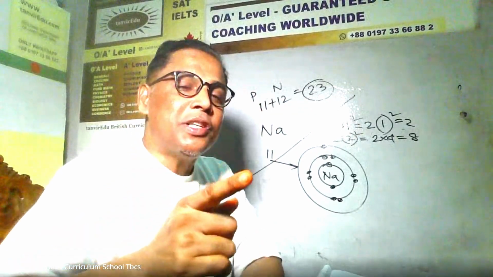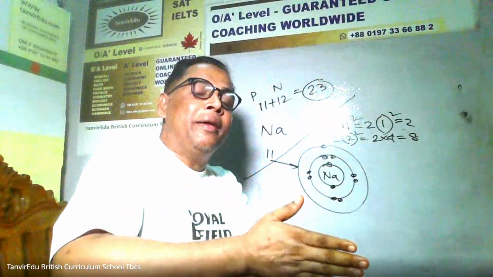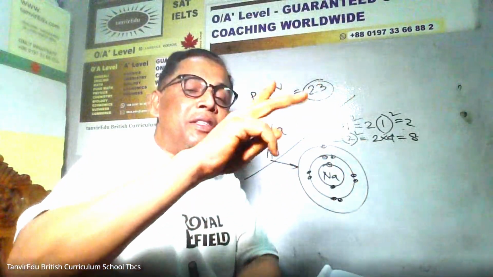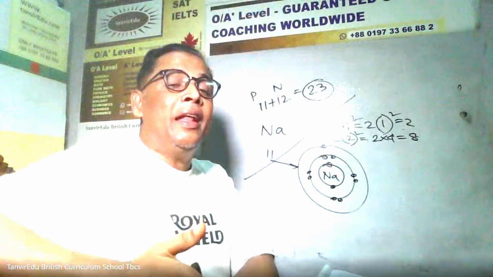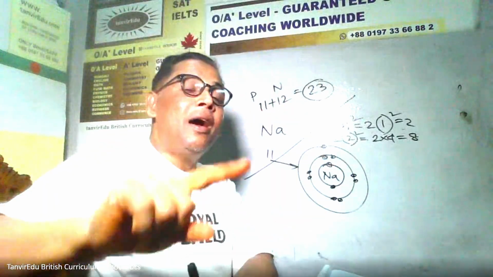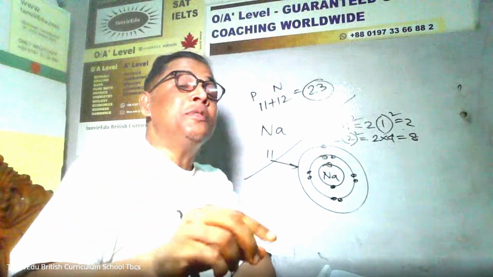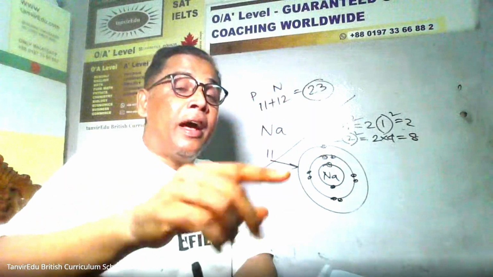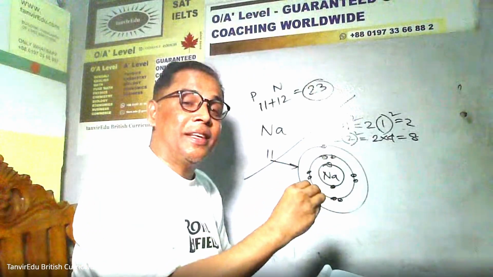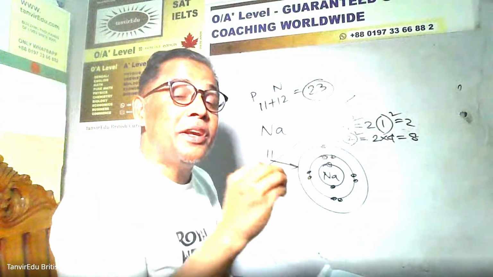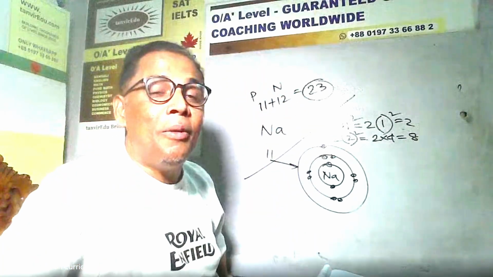If the outer shell is 1, the atom will exist in group 1. If the outer shell is 2, the atom will exist in group 2. If the outer shell is 3, the atom exists in group 3. And the number of shells determines the period of the atom.